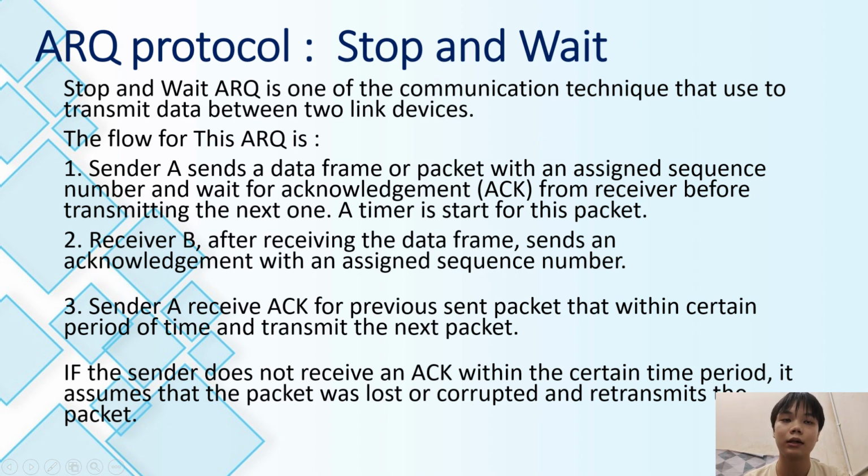A timer is started for this packet. Then receiver B, after receiving the data frame, sends an acknowledgement with an assigned sequence number. Then sender A, which received the ACK for the previously sent packet within a certain period of time, will transmit the next packet. If the sender doesn't receive an ACK within the certain time period, the packet is considered lost or corrupted and is retransmitted again.